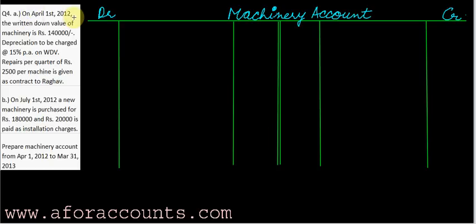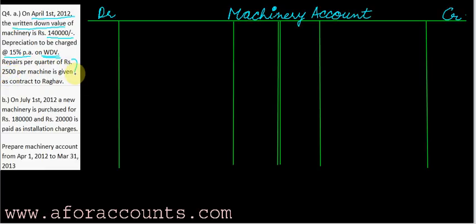On 1st April 2012, the written down value of machinery is 1,40,000. It has given you written down value, a clear indication that you have to apply written down value method in this question. Okay, just underline the date also. Depreciation to be charged at the rate 15% per annum on WDV. So repairs per quarter of rupees 2,500 per machine is given as contract to Raghav.